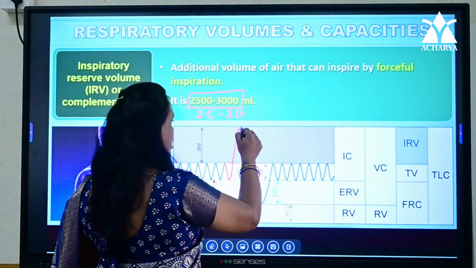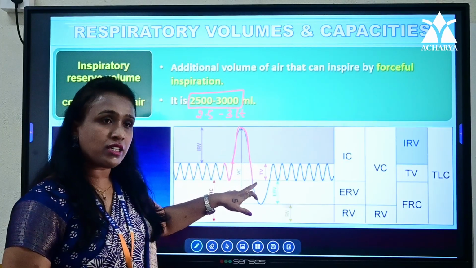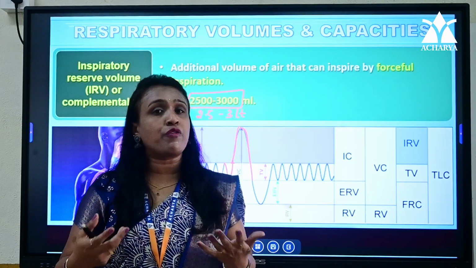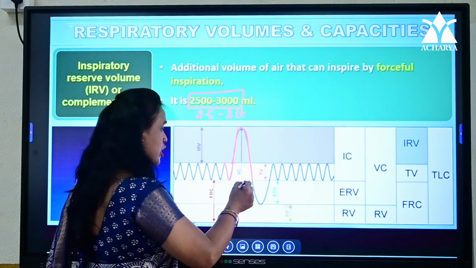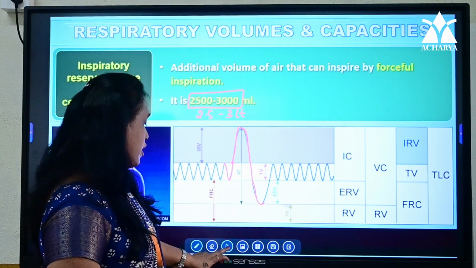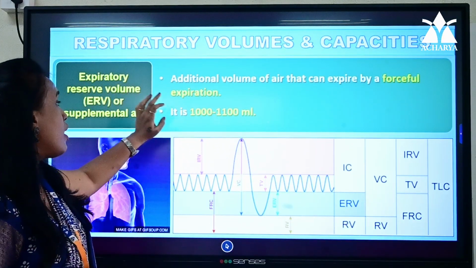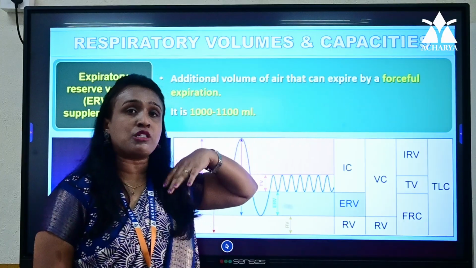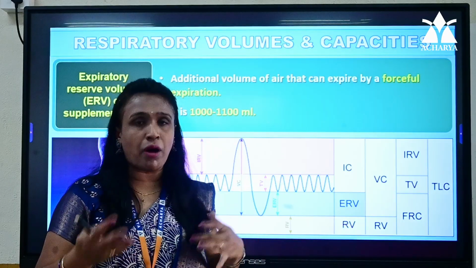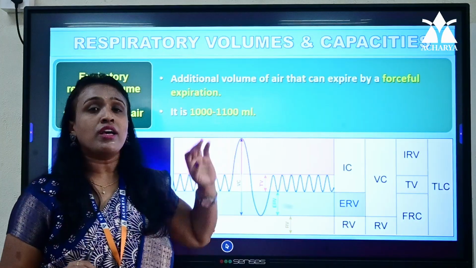That is, it is exhalation up to here, normal exhalation is done. Then if you additionally do forceful expiration, it is falling below the tidal volume. So that is our expiratory reserve volume. What is expiratory reserve volume, children? It is also called supplemental air, the additional volume of air that can be expired. When you take in forceful inspiration, it has to come out, right? So that is what forceful expiration is, 1000 to 1100 ml.